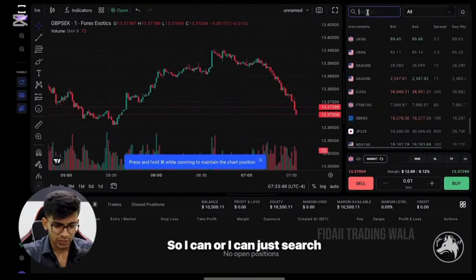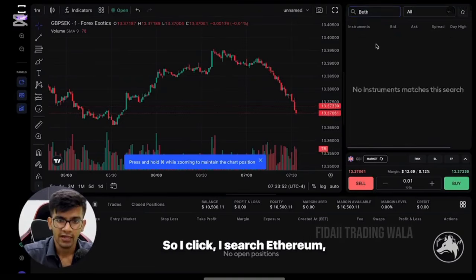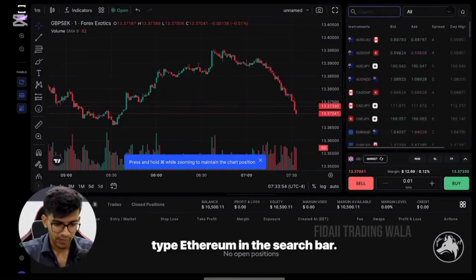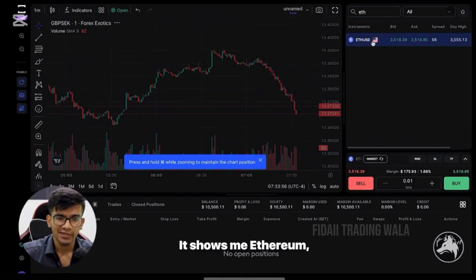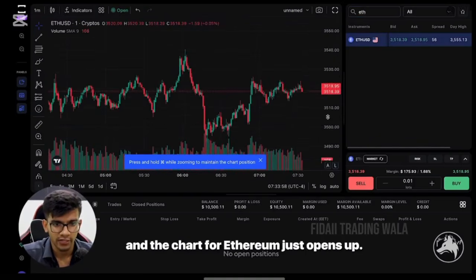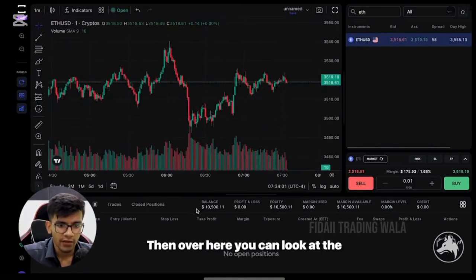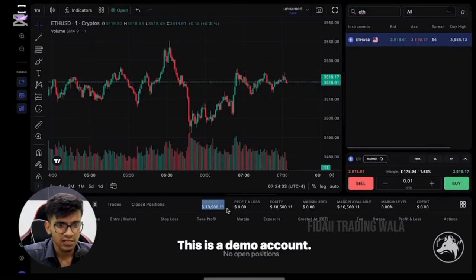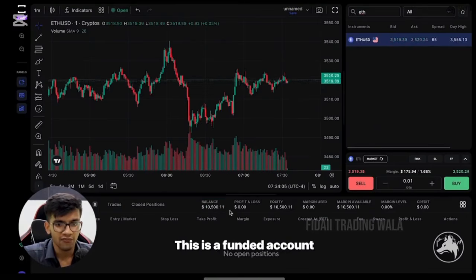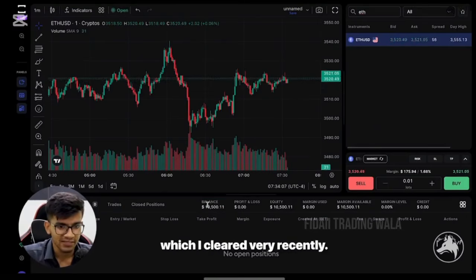So I can just search. Let's say I want to search Ethereum. So I type Ethereum in the search bar. It shows me Ethereum and the chart for Ethereum just opens up. Then over here you can look at the balance in my account. This is a demo account. This is a funded account which I cleared very recently.